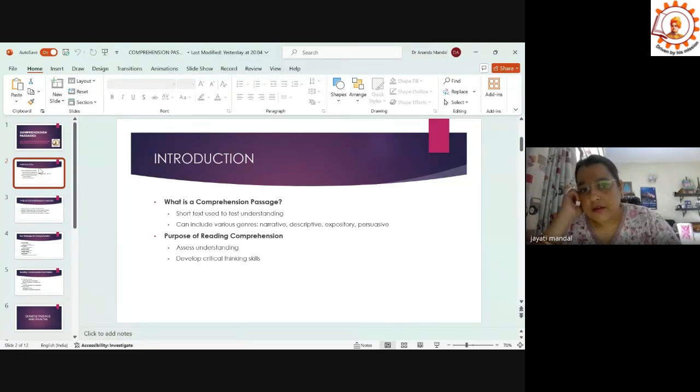Next is the last genre of comprehension, which can be persuasive. Persuasive writing is a form of writing where the writer attempts to convince or persuade the audience to adopt a particular point of view or take a specific action by presenting logical reasoning, supporting evidence, and compelling arguments.